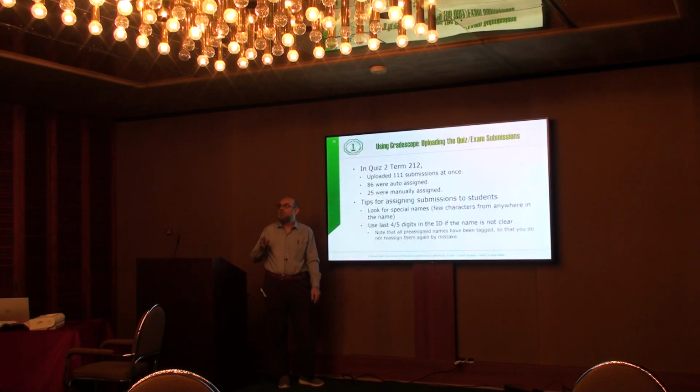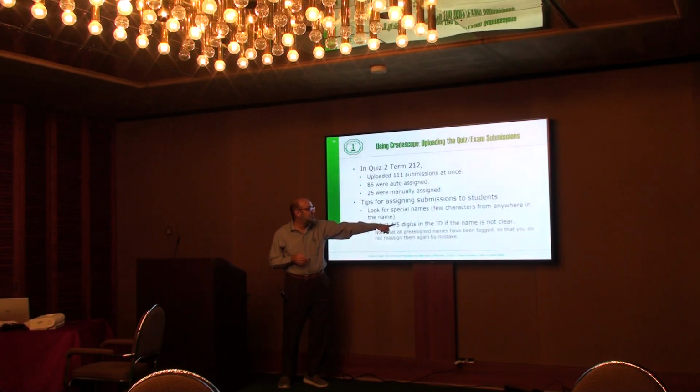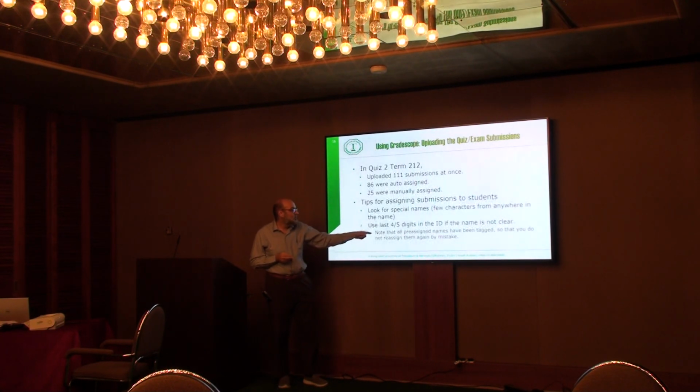Look for special names. Well, I used first to look for special names, but then I noticed that if you just use the last digit of the year and a couple of digits later, you will end up with only 1 student. You just choose him and you continue. You just need to make sure that you read the name and it is basically the same name, and that's it. As you can see, it was very quick. This is the very nice thing about it. So I use the last 4 or 5 digits in the ID if the name is not clear. Note that all pre-assigned names have been tagged so that you do not reassign them again by mistake.